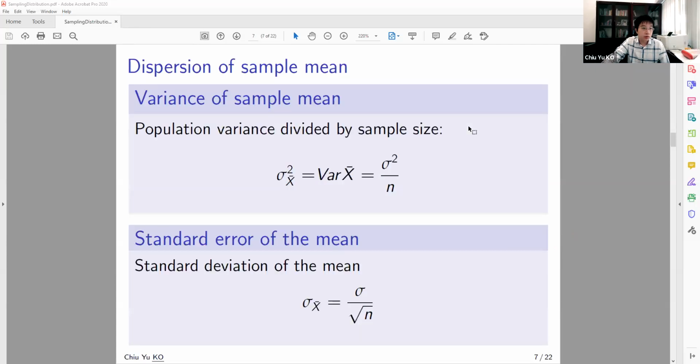The next part is that we know the mean and we want to know the dispersion. How spread out is the sample mean? It turns out the variance is much more interesting. It's related to the sample size. The larger the sample, the smaller the variance is.